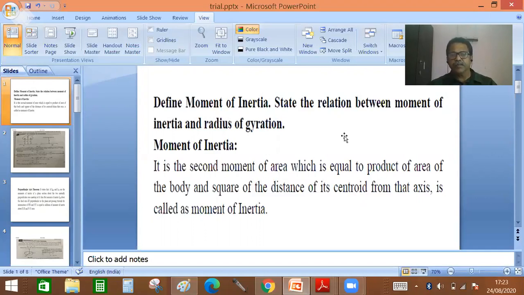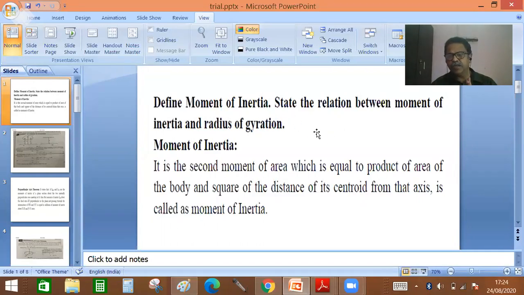Now let us start with the chapter moment of inertia itself. It is from third semester civil engineering diploma and mechanical engineering diploma. So this is the definition of moment of inertia.